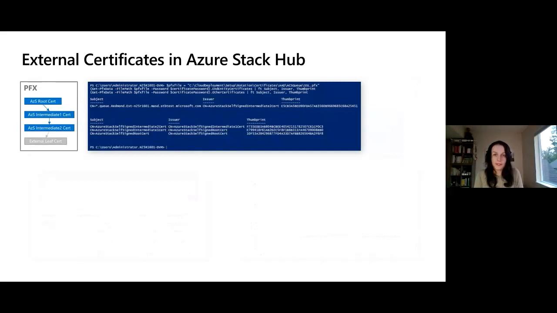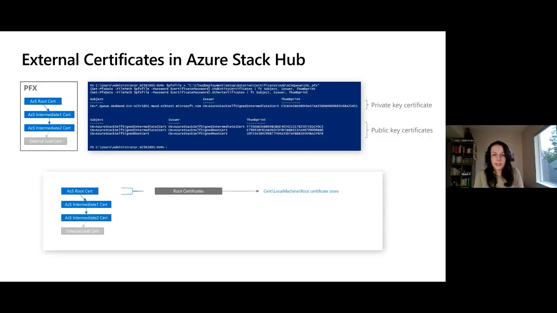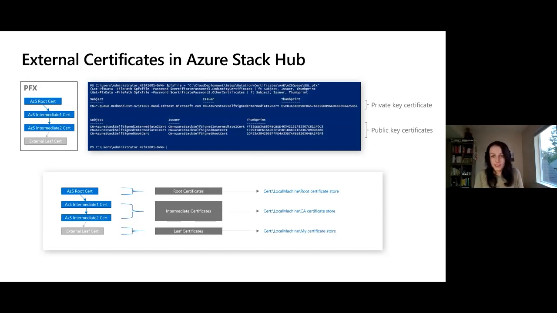So in our stamp, for example, the PFX contents would look something like this. We have 1 leaf certificate, 2 intermediate certificates, and a root certificate. And only the leaf certificate has a private key. The rest are public key certificates that are used to establish trust, which is why these are often called the chain of trust certificates. Now, traditionally, root certificates get placed in the machine's root certificate store, intermediate certificates in the intermediate store, and leaf certificates with private keys in the my store.